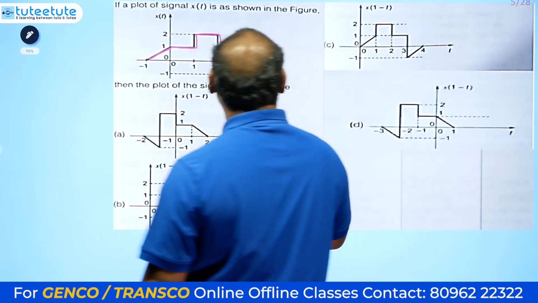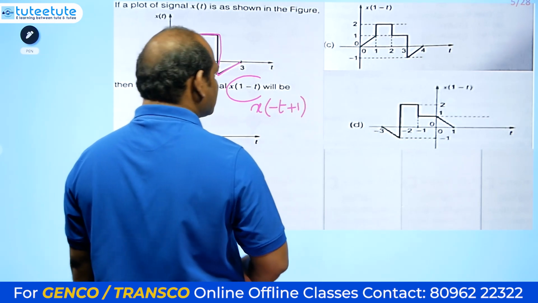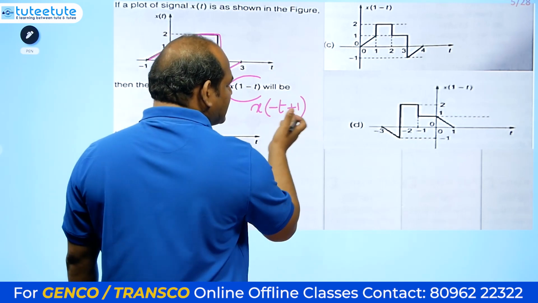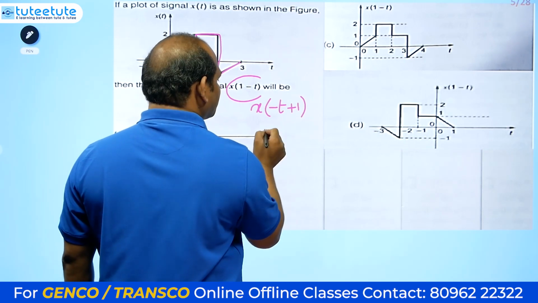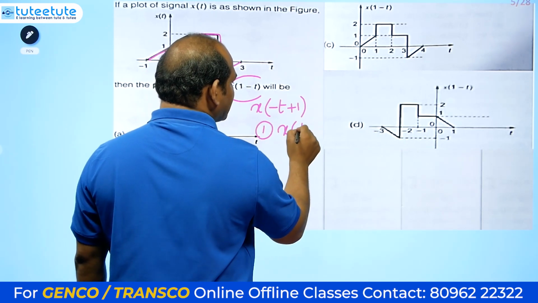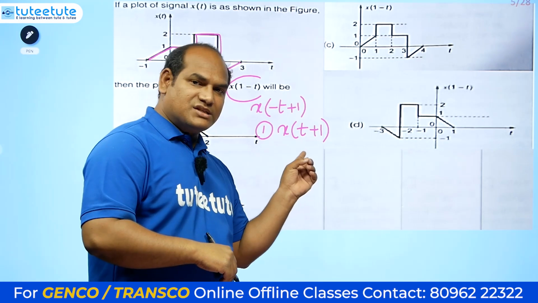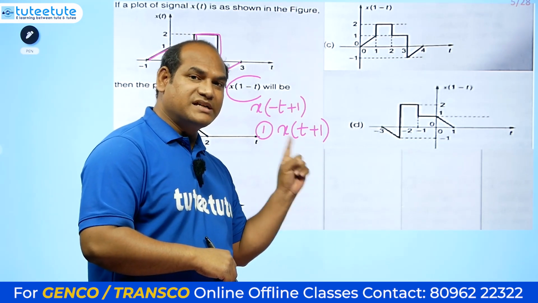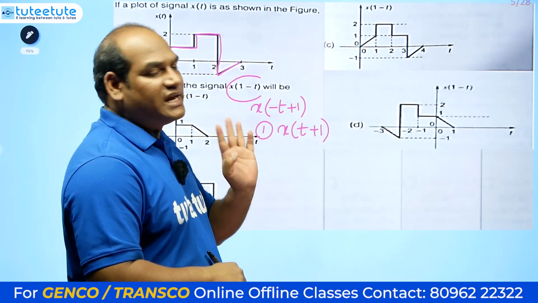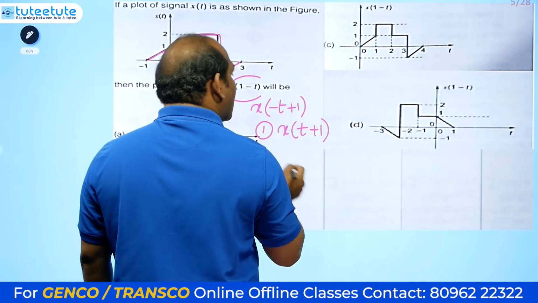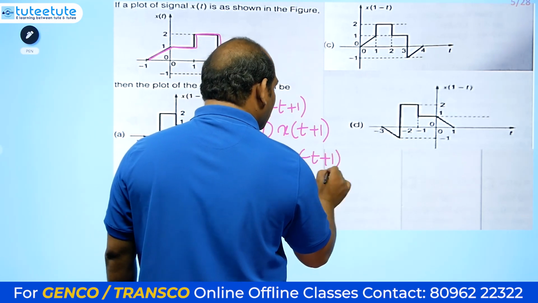x of 1 minus t means x of minus t plus 1. So it involves a shifting operation and a reversal operation. What do we need to follow first? We follow the shifting operation. First we have to get x of t plus 1. Is it a right shift or left shift? Comparing with x of t minus t naught, t naught is negative, which means it is a left shift. So we need to shift the x of t signal by 1 second to the left side. Then you will get x of t plus 1. After getting this signal, you need to perform the time reversal operation on it. Then you will get what you want.